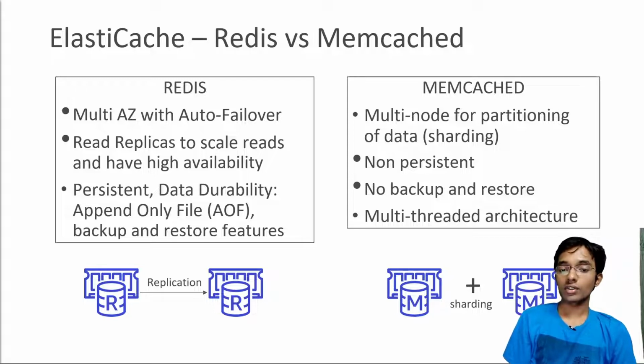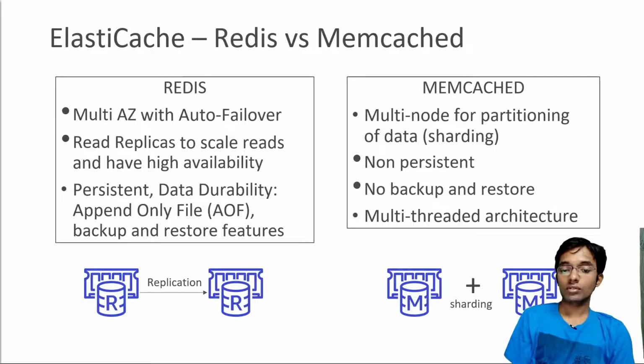Memcached is another strategy, and it is a little different. In the case of Memcached, you have multiple nodes, and this is not for replication of data. This is for partitioning and data sharding. It's not a persistent cache, meaning that if you lose the cache, then you lose your data. So it's really just for temporary and transient data. There is no backup and restore feature, and it's a multi-threaded architecture. So this is not something that is multi-AZ in the same way Redis is.